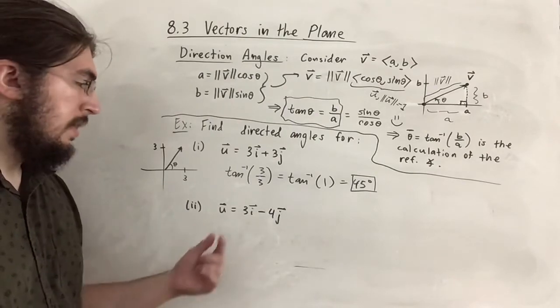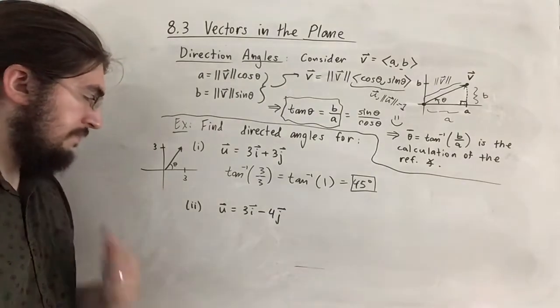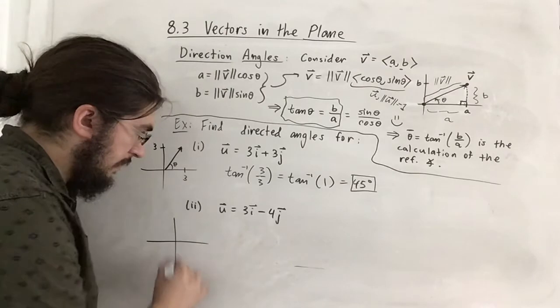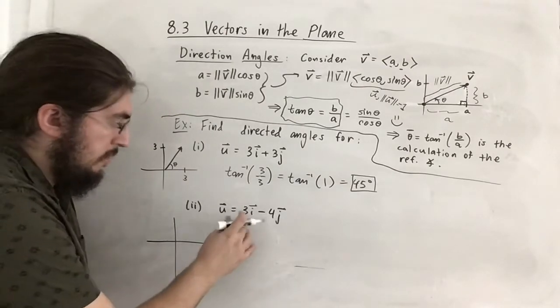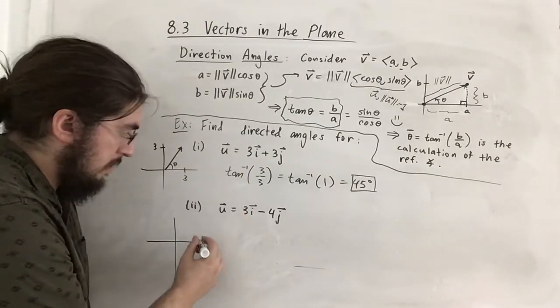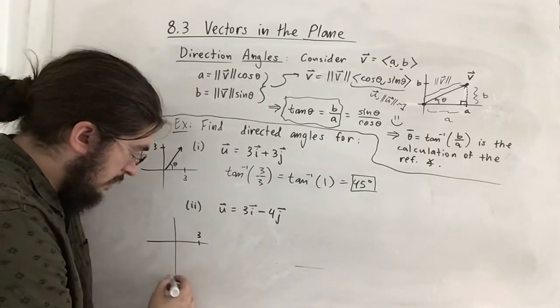Not too bad. Now this one is a little trickier because here we have to consider something different. Notice here the x value component was 3, the y value component is -4.